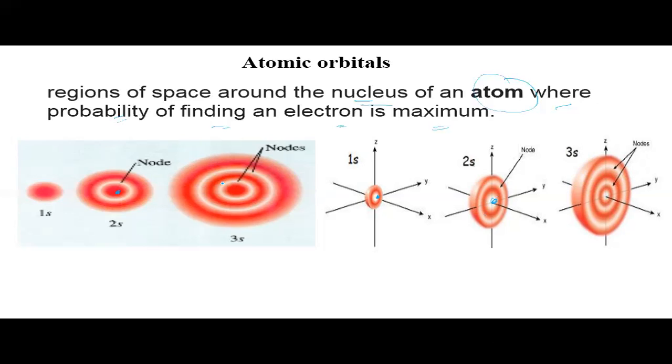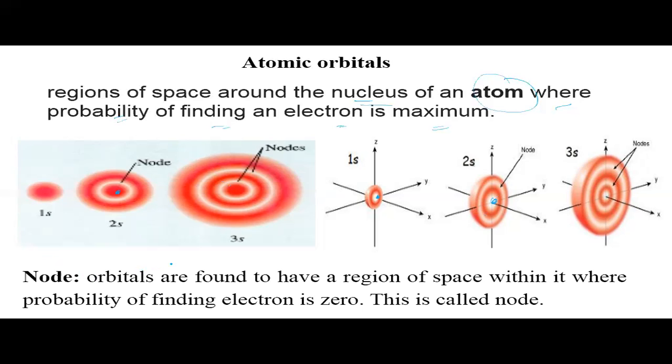You can see here there is a white region. This white region is known as a node. A node is an area of space around the nucleus where the probability of finding an electron is 0. We can simply say orbitals are found to have a region or space within them where the probability of finding an electron is 0. This is called a node. So at a node the probability of finding an electron is 0.